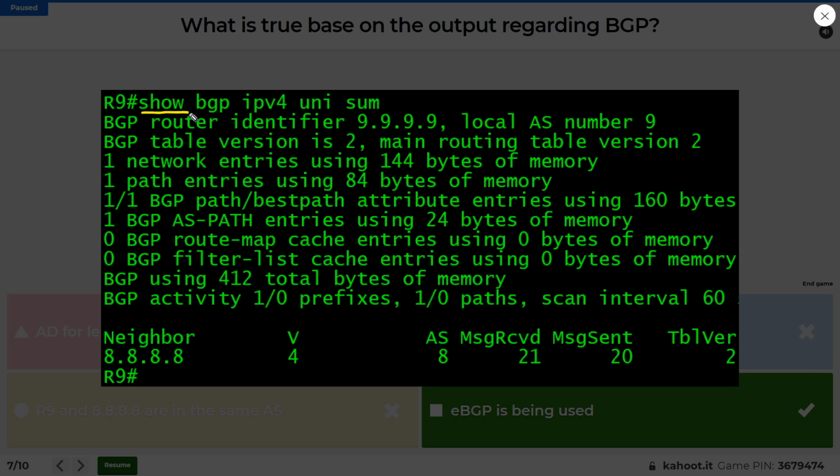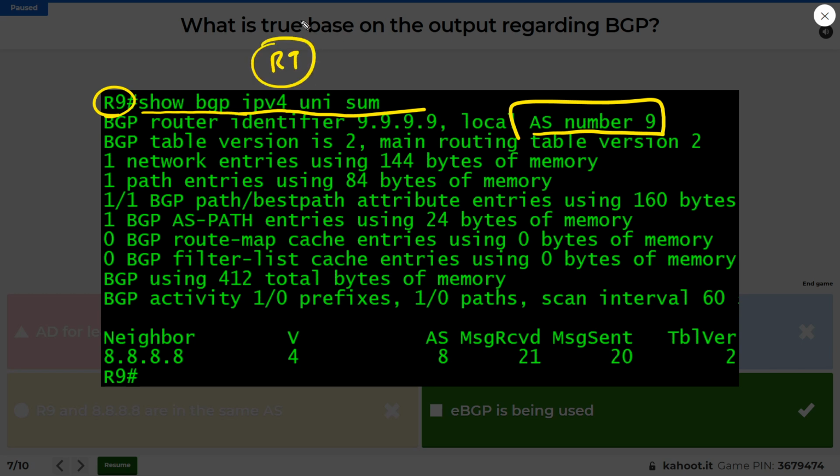So this is show ip bgp summary, the old command which still works, or show bgp ipv4 unicast summary. Either way, we're on router 9, and it's saying that my autonomous system number is 9. So if we just drew this out, here's R9, an AS9 from a BGP perspective. And there's a whole bunch of other really fun stuff here as well. But this output says my neighbor is 8.8.8.8, and my neighbor is in autonomous system 8. I'll call this router 8, but the router number doesn't matter. He's an AS8.